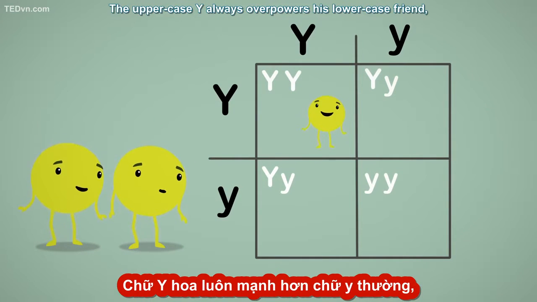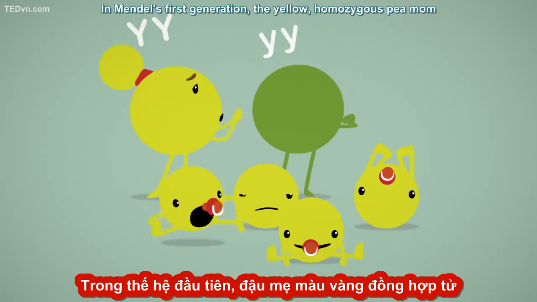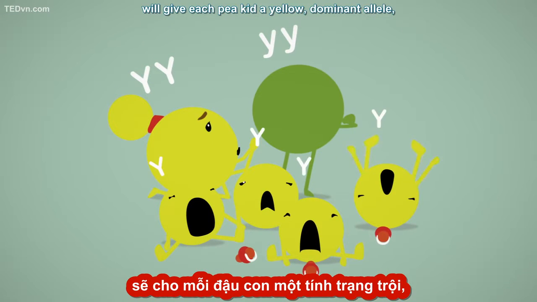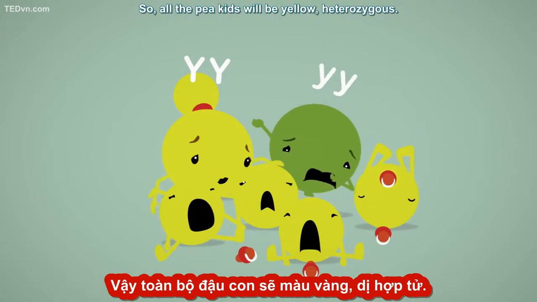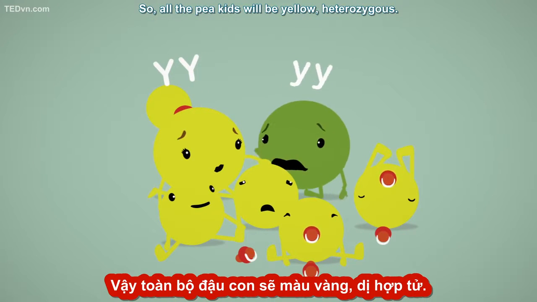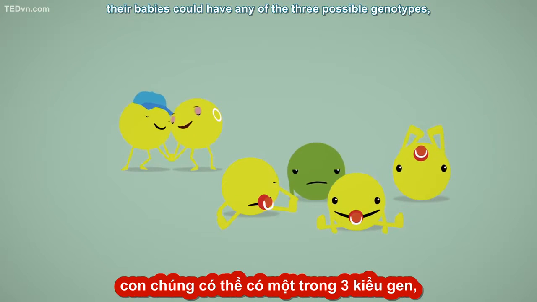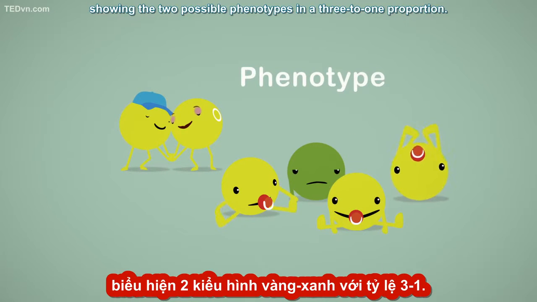The uppercase Y always overpowers its lowercase friend, so the only time you get green babies is if you have two lowercase y's. In Mendel's first generation, the yellow homozygous pea mom will give each pea kid a yellow dominant allele, and the green homozygous pea dad will give a green recessive allele, so all the pea kids will be yellow heterozygous. Then, in the second generation, where the two heterozygous kids marry, their babies could have any of the three possible genotypes, showing the two possible phenotypes in a 3-to-1 proportion.